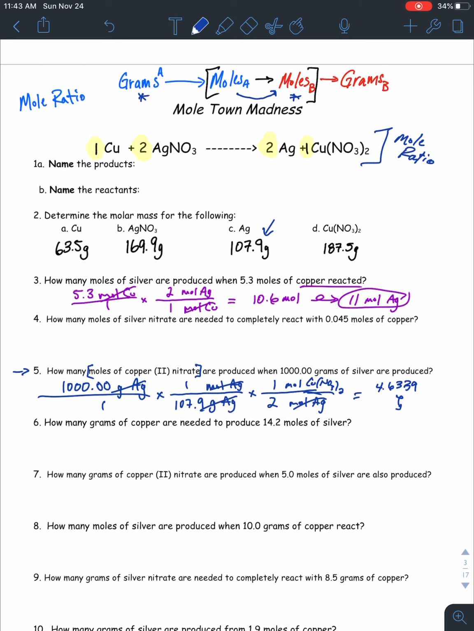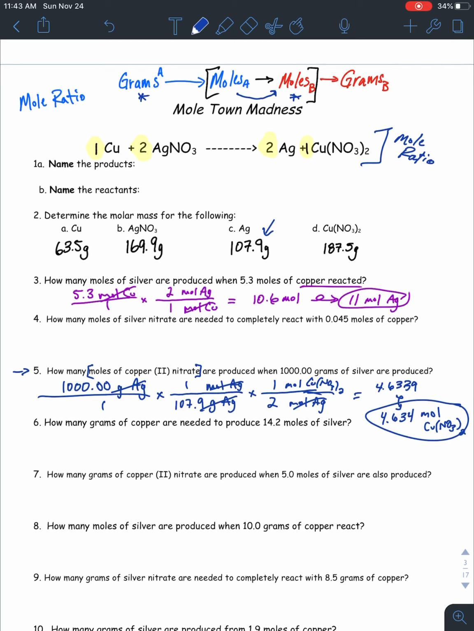But significant figures tell us that we can't have that. The most we can have, due to our molar mass of silver, is 4 significant figures. So we're going to write 4.634, and now we have to have units. That's the last thing: moles of copper nitrate. And that would be the answer you would be solving for.